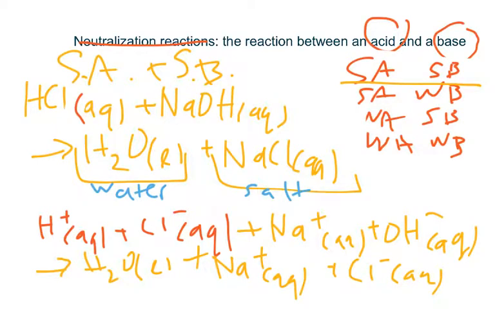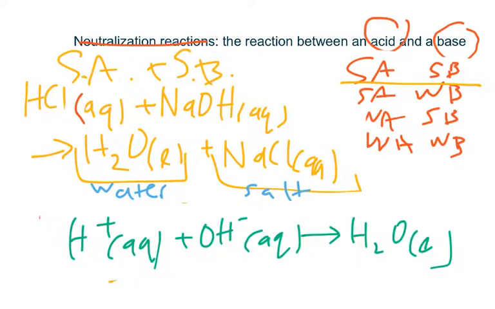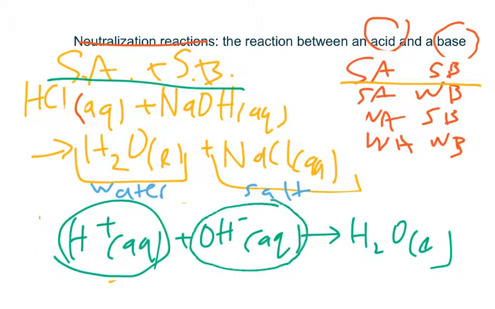So let's find the spectator ions. Sodium appears on both sides unchanged, and chloride appears on both sides unchanged as well. So our net ionic reaction for strong acids and strong bases is the following. The net ionic reaction for a strong base and a strong acid will typically be H plus plus OH minus becomes H2O liquid. So in net ionic equations, we exclude the spectator ions.